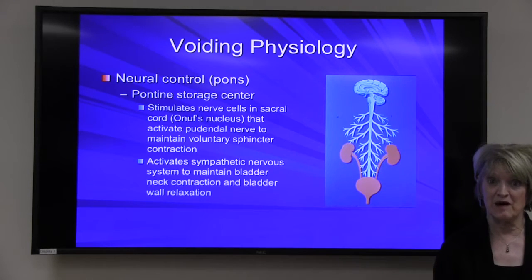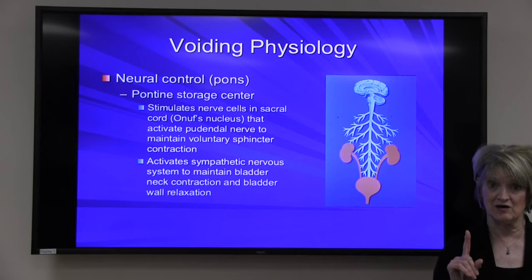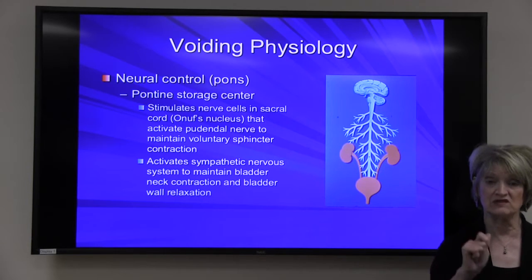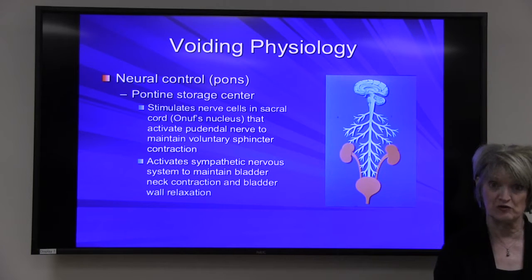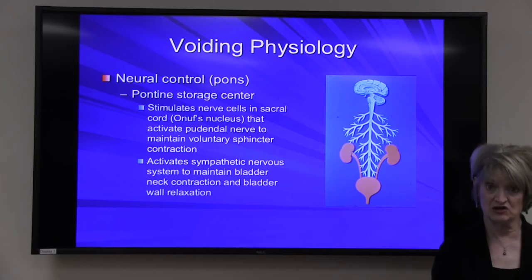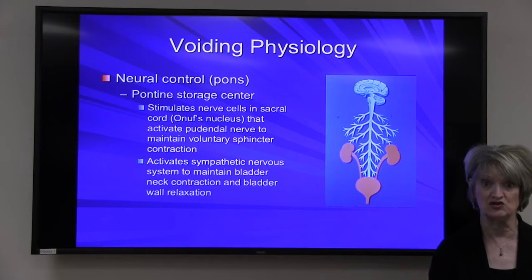Okay, so now let's come down to the pons. So we've talked about the cortex, the CEO. We've said the midbrain kind of funnels information to the CEO, takes decisions made by the CEO, and hands off to the operational supervisors. And those operational supervisors, those frontline supervisors, are located at the pons. The pons actually has two major centers. The pontine storage center, which obviously is active during the storage phase, and the pontine micturition center, which is active during the voiding phase. So let's talk first about the pontine storage center.